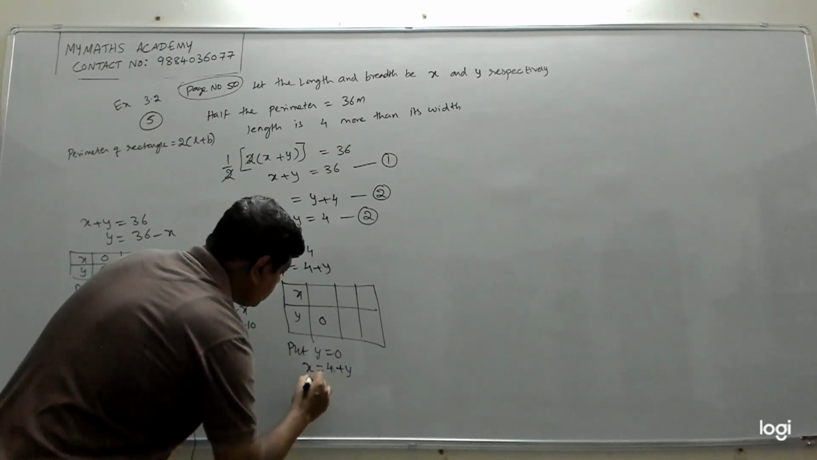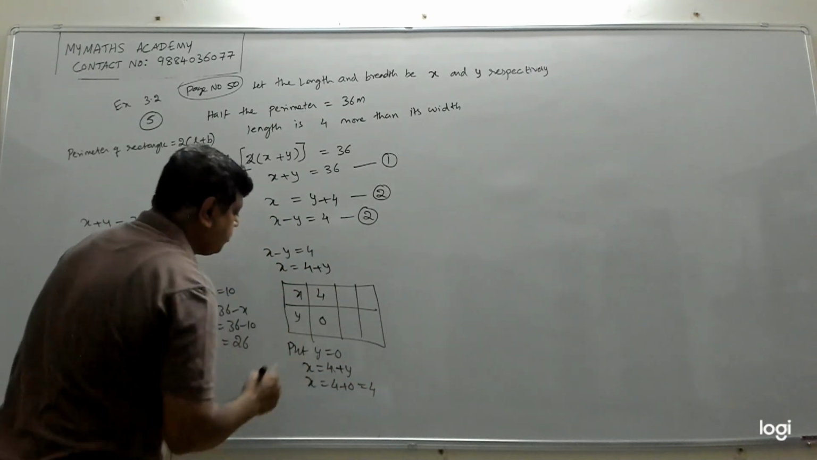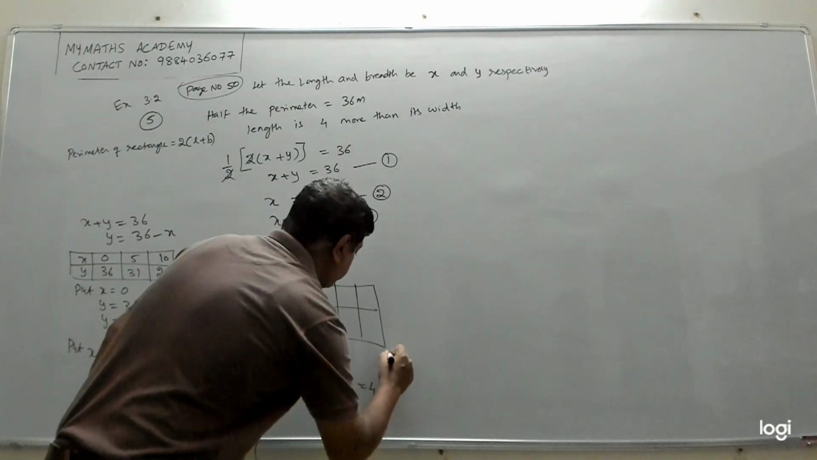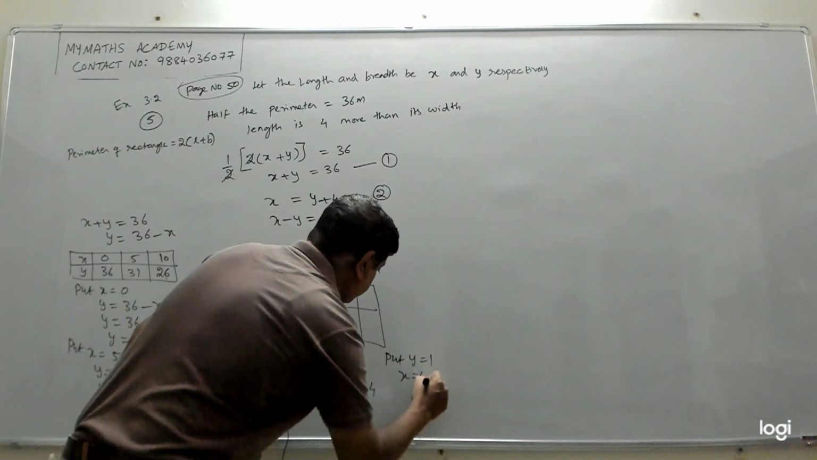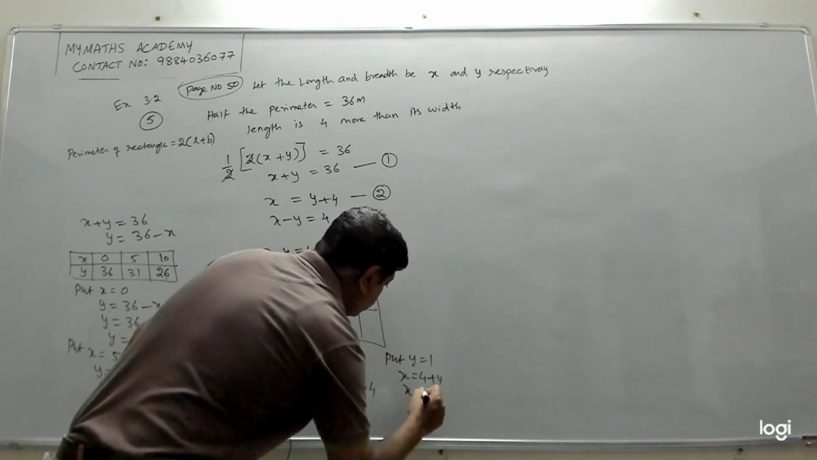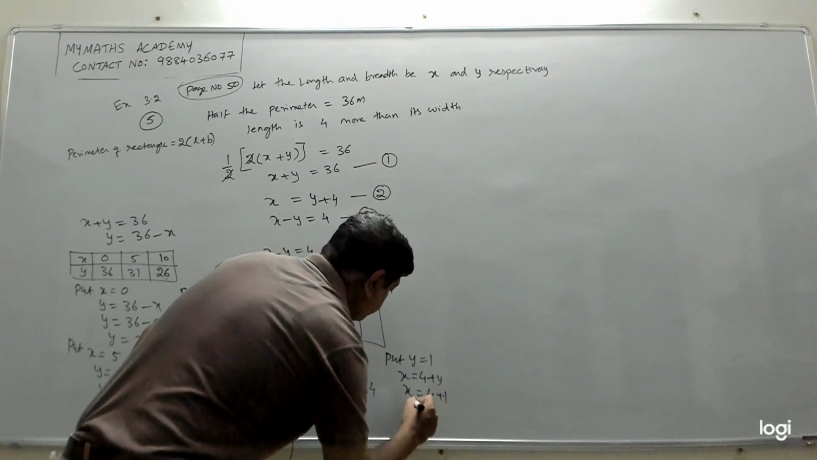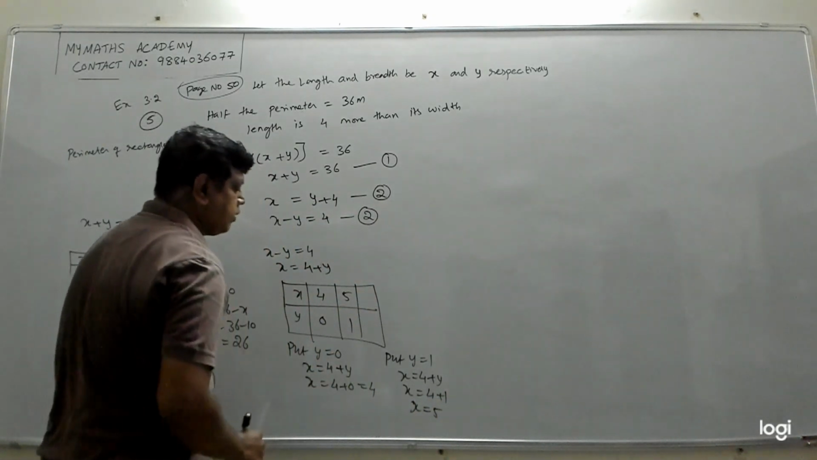And I'm putting y as 0. My x becomes 4 plus 0, which is 4. So my x is 4 and y is 0. Then we put y is equal to 1. Then my x becomes 4 plus y. Right? So my x is equal to 4 plus 1. My x is 5 when my y is 1.